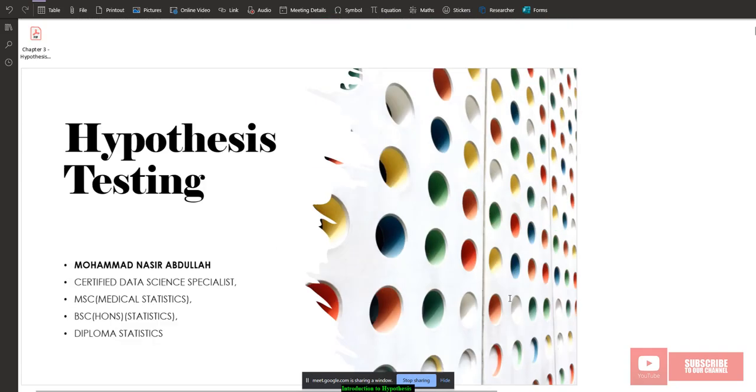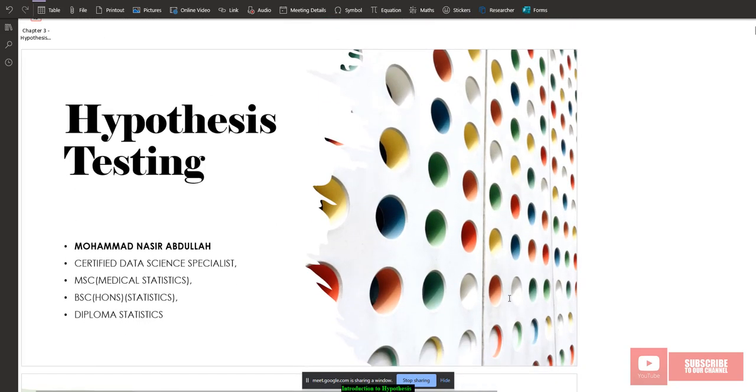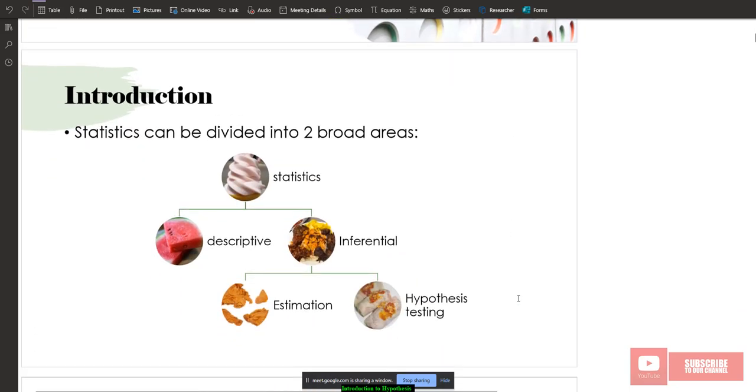So today we're going to start a new topic, chapter number 3, hypothesis testing. As an introduction, statistics, as we know, is divided into two types: descriptive statistics and inferential statistics. Our main objective in this chapter, in this syllabus, is to focus more on inferential statistics. Last chapter we already looked at estimation, right?